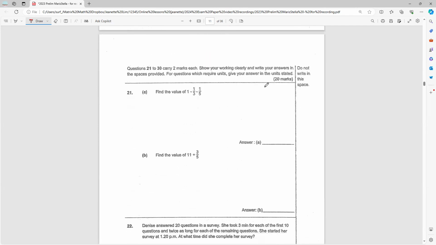21. Find the value of 1 minus 1/3 minus 1/5. Change to the same denominator, which is 15. So we'll have 15 over 15 minus 5 over 15 minus 3 over 15. You get 7 over 15.